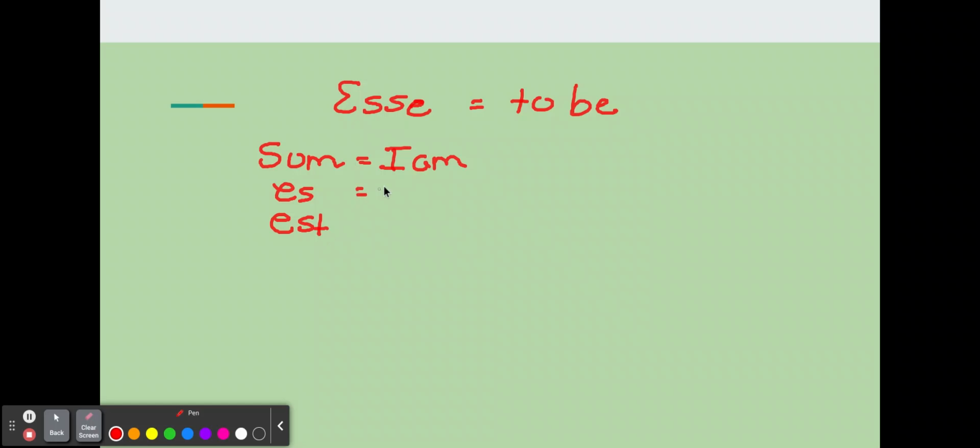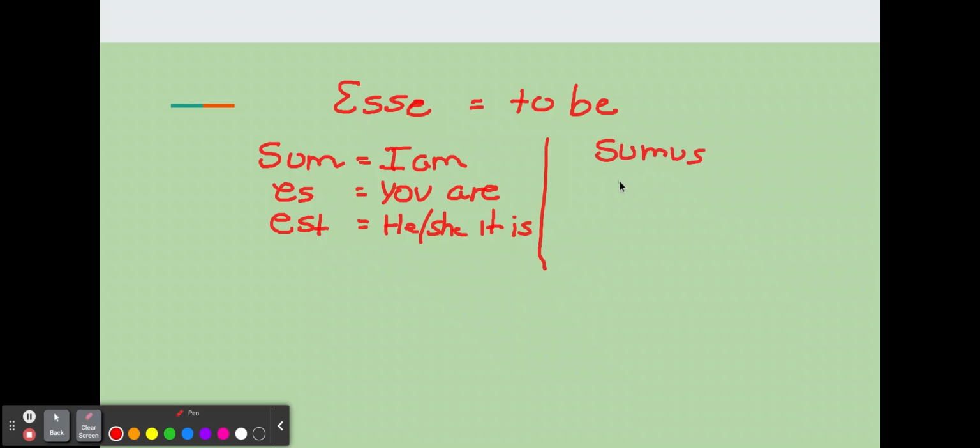So es means you are, and est is he, she, it is. And that's in the singular. But in the plural, it's sumus, we are, estis, you all are, and sunt, they are. And you just have to memorize these.